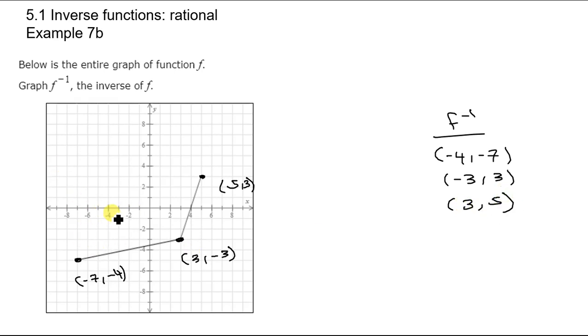Let's put each of those on the graph. -4, -7, that lives down here, -3, +3, and then 3, 5. Now we can draw the straight line connecting each of those points, and we have our sketch of F inverse.